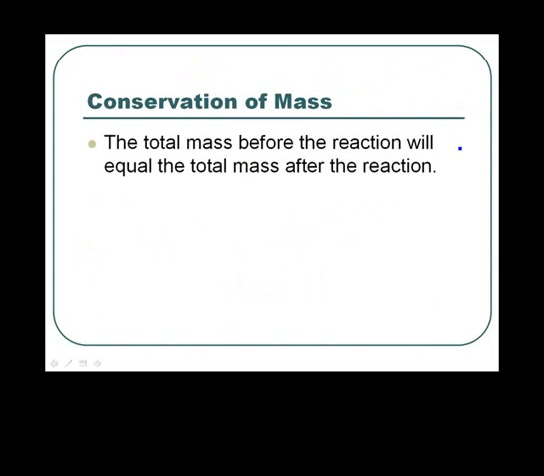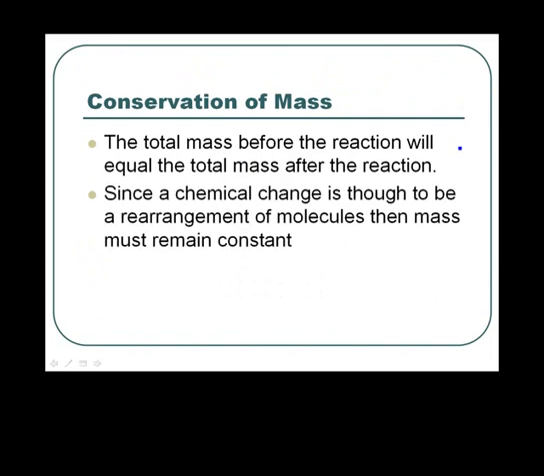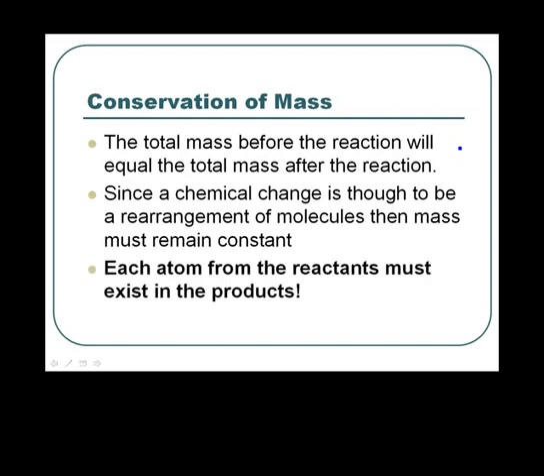The total mass before the reaction will always be equal to the total mass after a reaction. And this should make sense. Since the chemical change is thought to be just a rearrangement of molecules, then the mass must remain constant. We're not losing any of these atoms. These atoms aren't disappearing or reappearing or coming from nothing. So even though we're rearranging the molecules, since they're all still there, the total mass before and after must remain constant, and that's just what this says in bold.